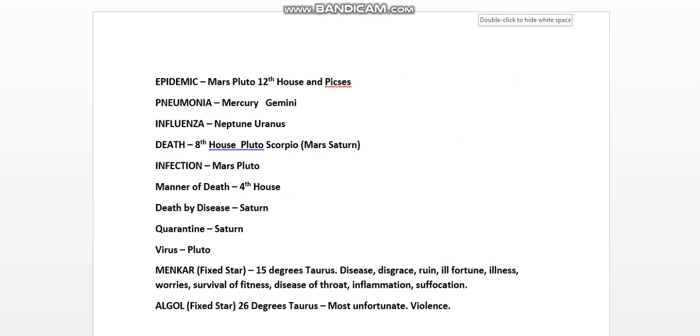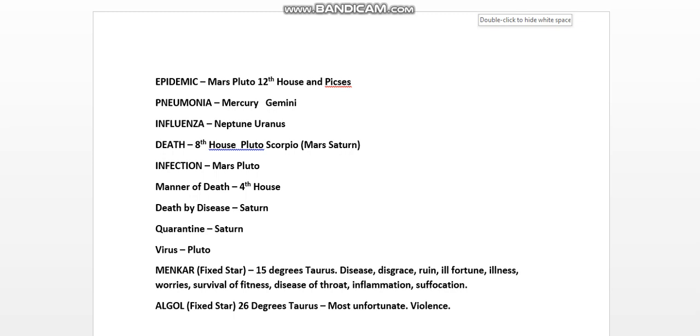So first of all, it's important to look at some definitions. For example, epidemic is symbolized in astrology by the planets Mars, Pluto, also the 12th house, and Pisces, which I see is spelled wrong. Pneumonia is symbolized by Mercury and Gemini. Influenza by Neptune, Uranus. Death, you see there, 8th house of course, Pluto and Scorpio, and also Mars, Saturn. Infection rates, Mars, Pluto. Obviously Mars also represents fever. Manner of death is the 4th house. Death by disease is Saturn, so we're looking for Saturn influencing the 4th house as well. Quarantine, Saturn, so I'll be looking for Saturn in the 1st house.